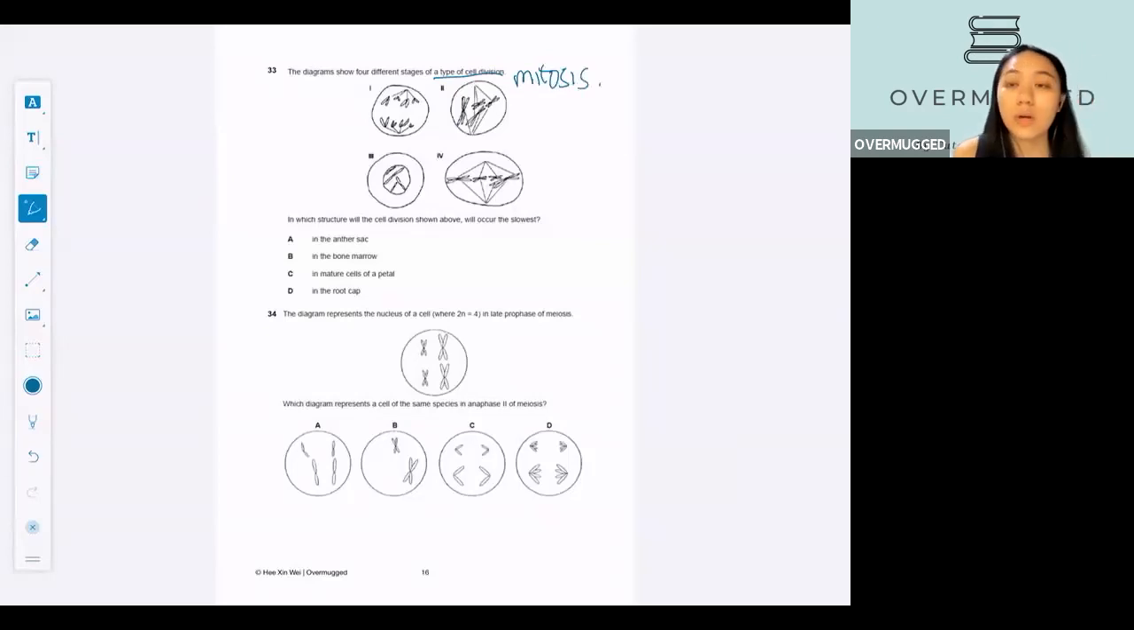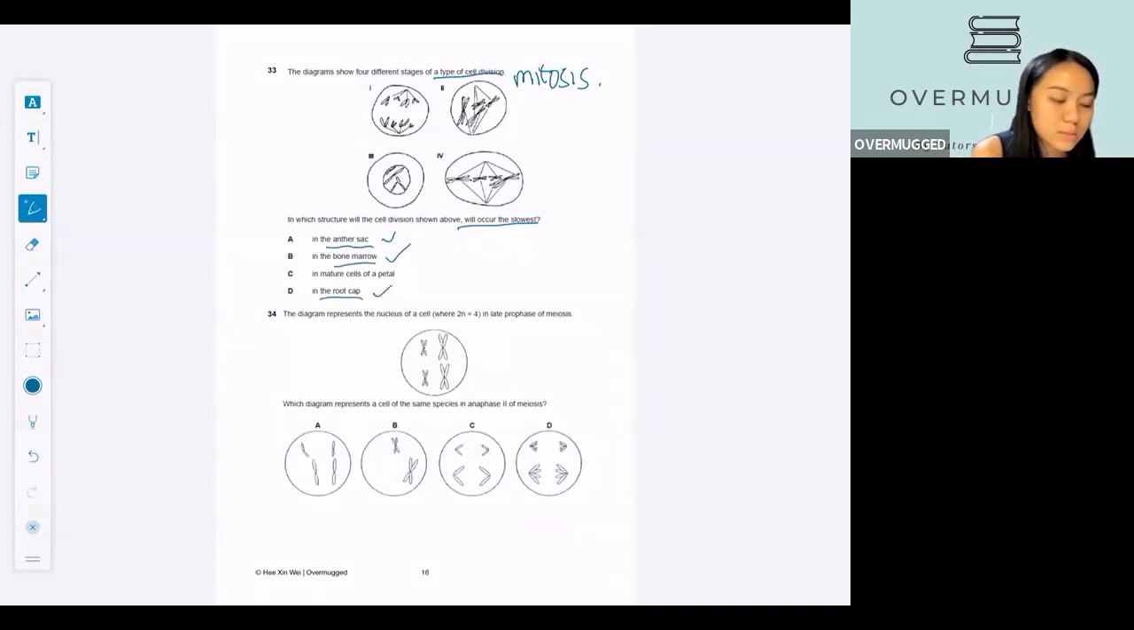Because there is no pairing of homologous chromosomes in the first stage. Okay, there is no pairing, so it's mitosis. So after establishing that, in which structure will it occur the slowest? So in what kind of cells do we need active mitosis? Do we need active cell division? Embryo sac, yes. Bone marrow, yes.